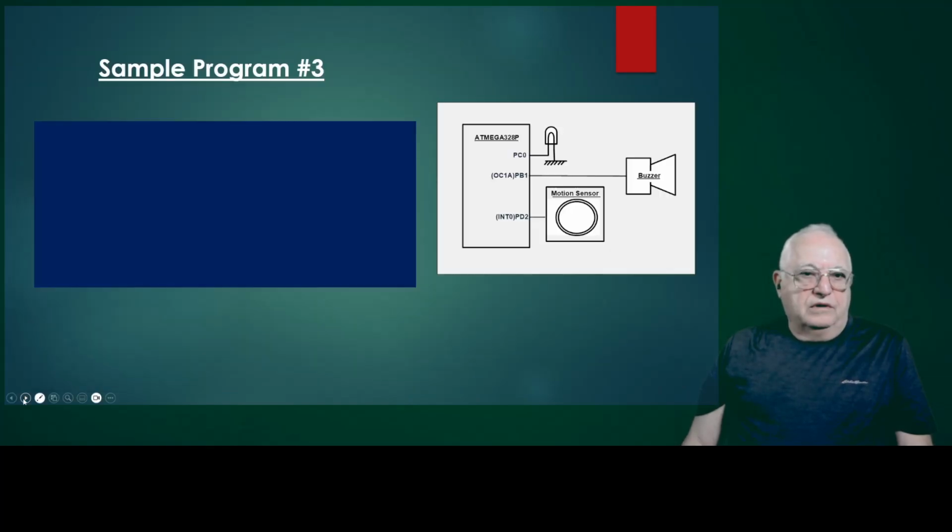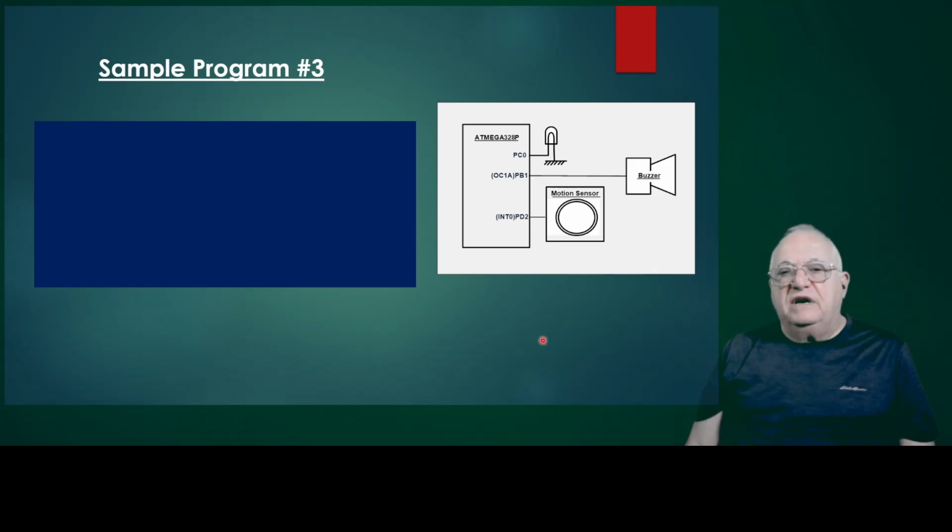Okay, so let's go to our next sample program. In this case, it's going to be similar to the first sample program, except that when motion is detected, we're going to put a different tune here. So we now have control over what output we want from the buzzer.